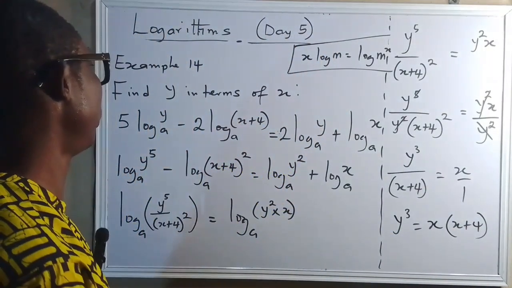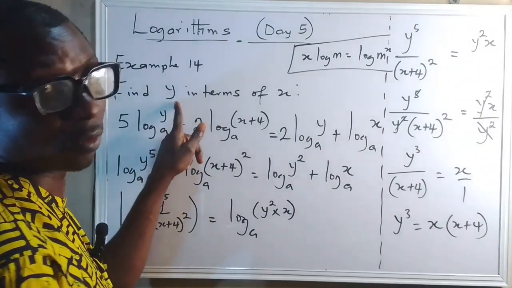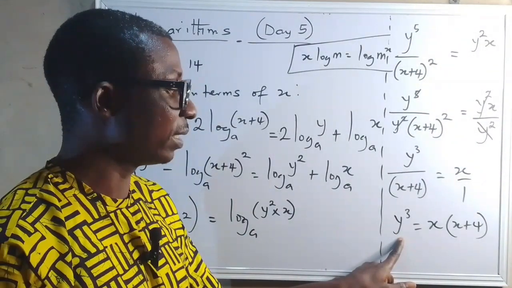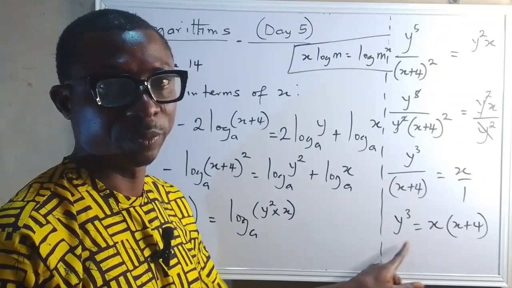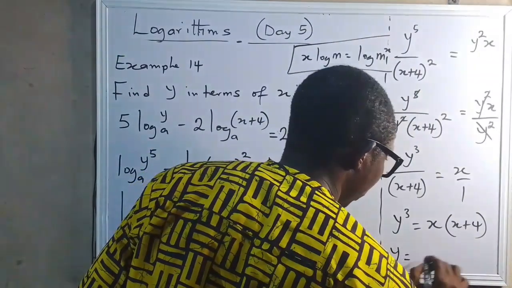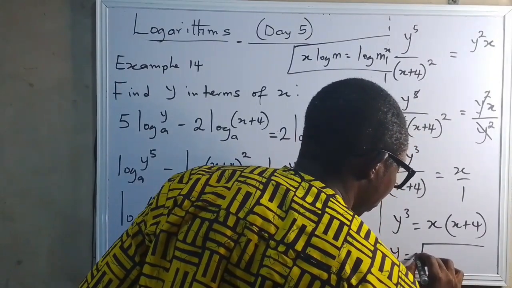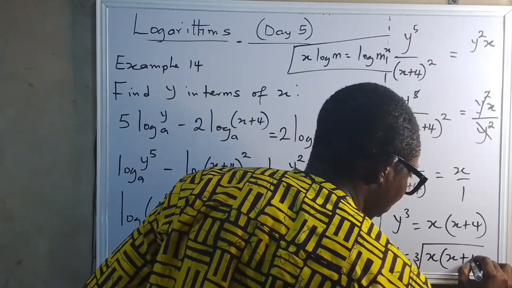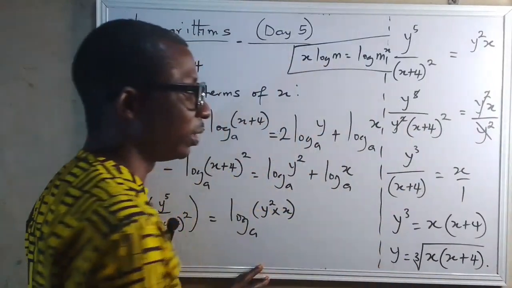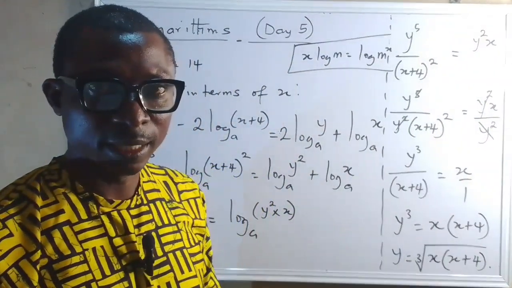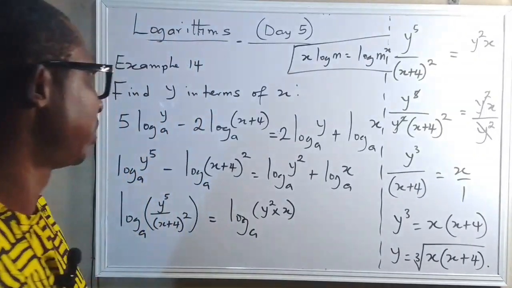All right. Now don't forget, we are looking for y. So you make y the subject of the formula. So what's the next thing to do? You take the cube root of both sides. So y will be the cube root of x times (x plus 4). Now, this is going to be the answer to this problem. Hope you get that. Now let's move to the next example.